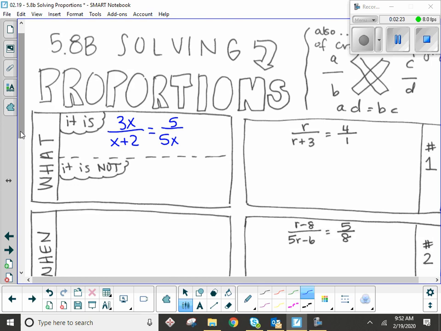But here's what it does not look like. Today's method cannot be used in situations like this. What do you think is the difference that makes the method work for the top one but not the second one? What's going on that's different? One has a subtraction in it. If there's addition or subtraction in the equation, today's method won't work. And what we're going to do tomorrow will address that.